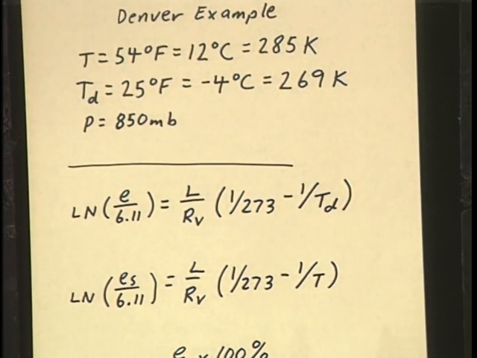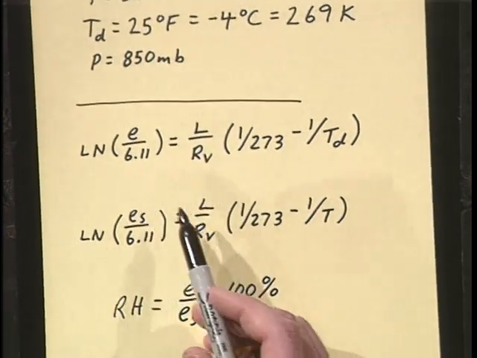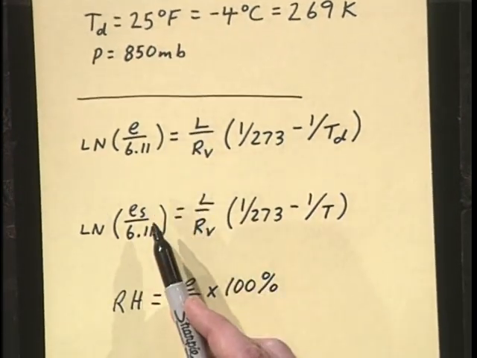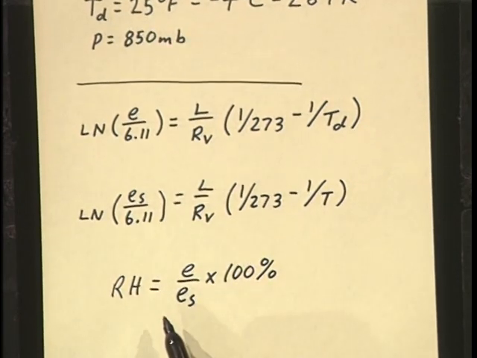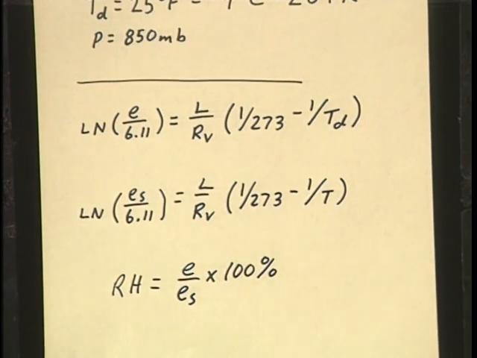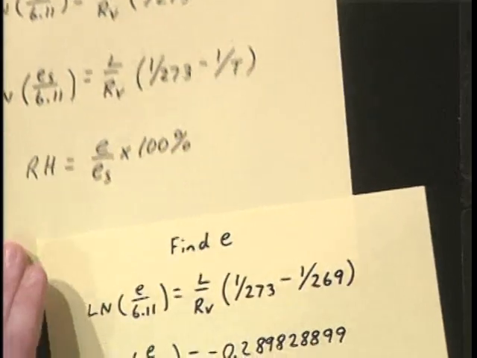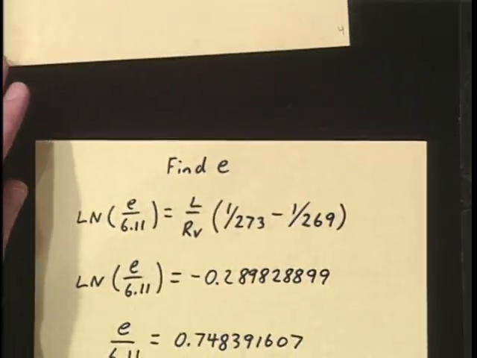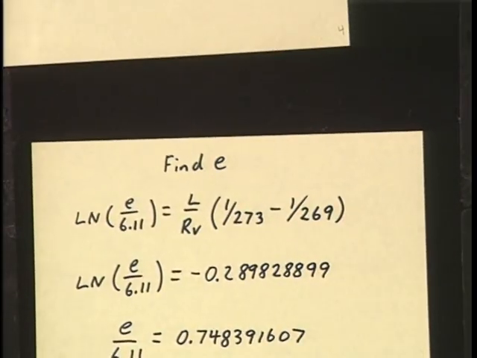Once we have solved both these equations for the vapor pressure and saturation vapor pressure, then the relative humidity is going to be vapor pressure divided by saturation vapor pressure times 100%. So we'll start by finding E, the vapor pressure.